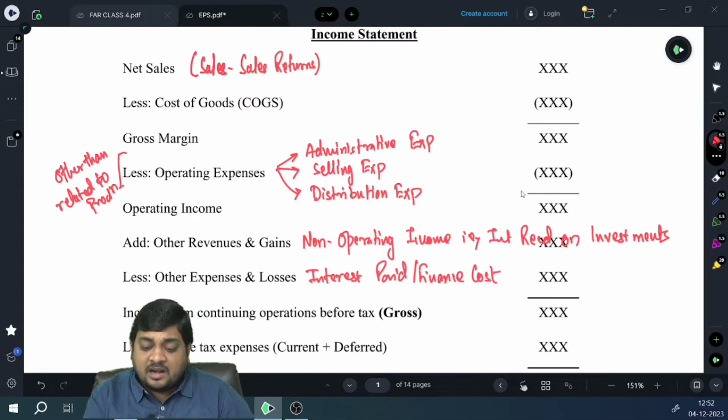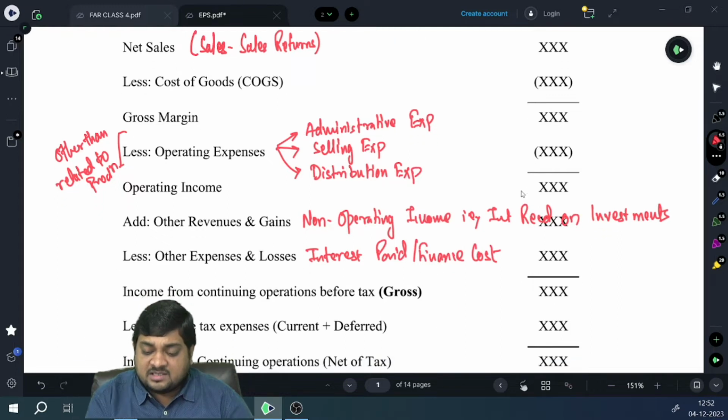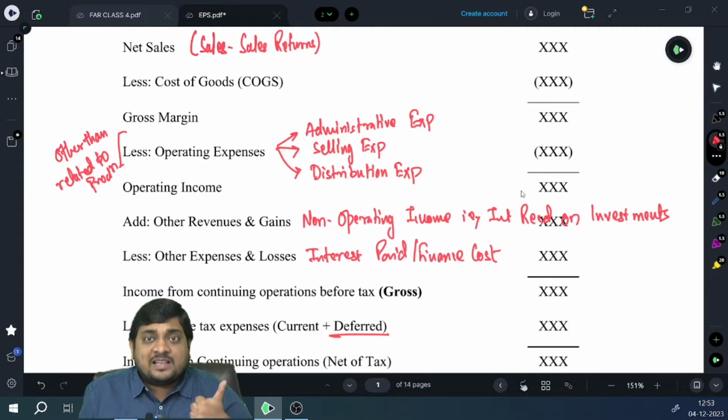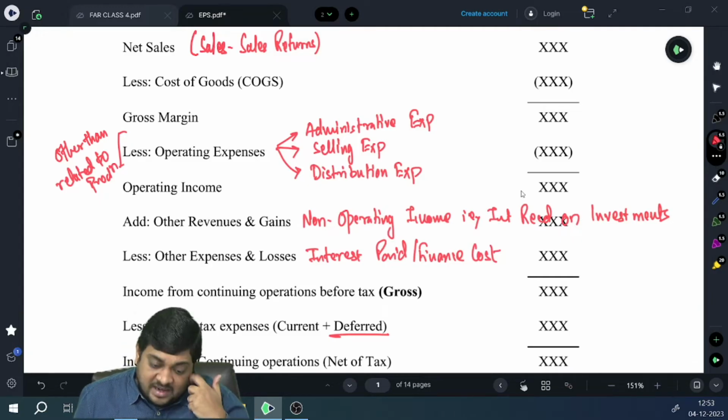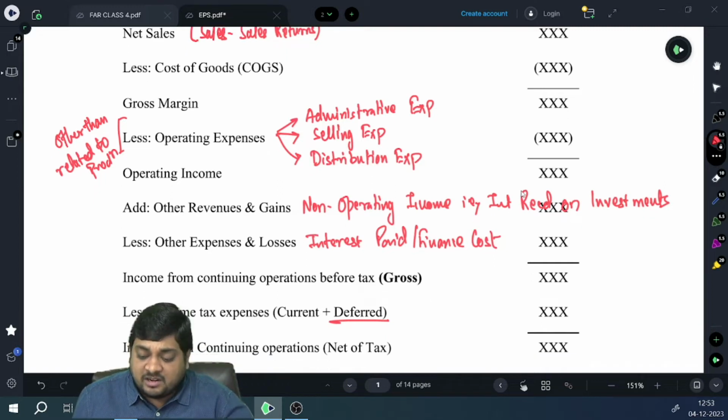So we get income from continuing operations before tax, right? Less income tax. This deferred tax we will learn separately, right? In FAR, this deferred tax is covered separately, no problem. So we get income from continuing operations, right? So from sales you subtract COGS, we get gross margin. From gross margin we subtract other business related expenditures. We get operating income. Then we add non-operating income and subtract non-operating expense, so we get income from continuing operations, less income tax. We get income from continuing operations net of tax, right?